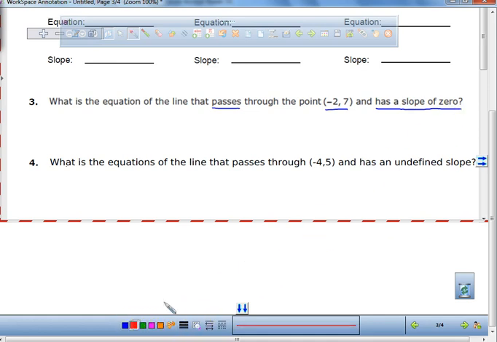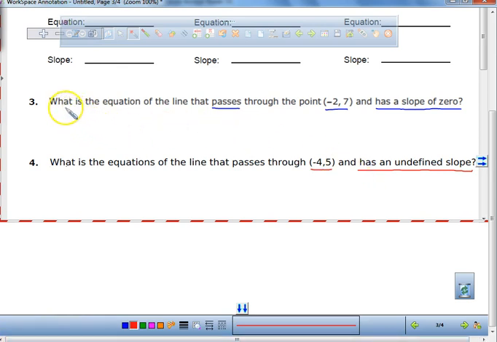And the other one says, what is the equation of the line that passes through -4, 5 and has an undefined slope? So I want you guys to right now come up with 2 equations that you think meet the conditions: one passes through this point and has a slope of 0, this one passes through this point and has an undefined slope. Just remember, it's either going to be x equals or y equals. So choose wisely. I'm going to pause the video.